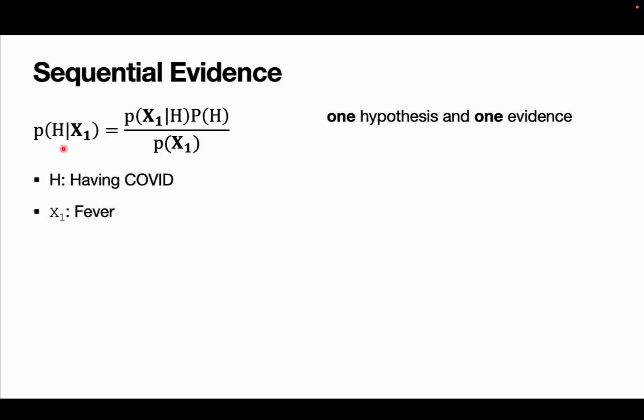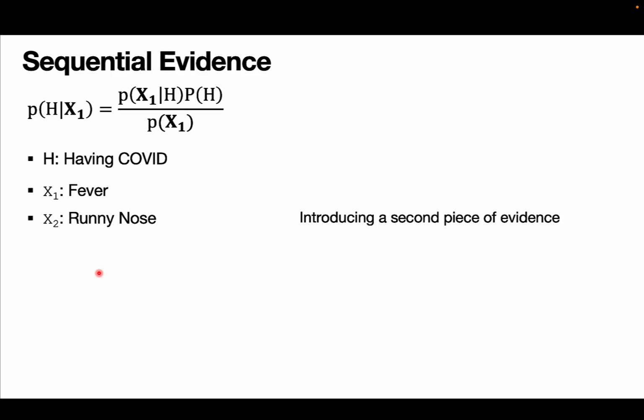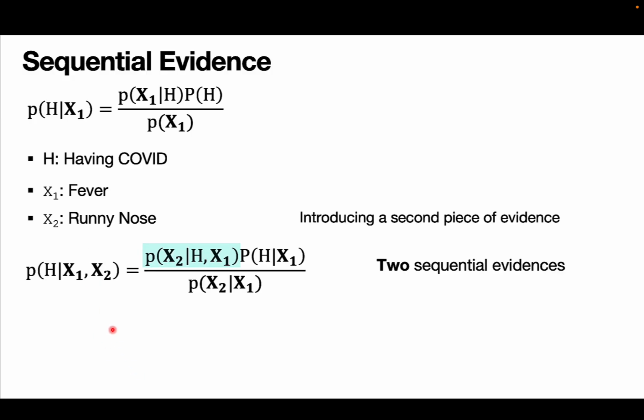Suppose we have Bayes' theorem with one hypothesis and one evidence, where the hypothesis states having COVID and the evidence is having fever. Now we introduce a second piece of evidence, or a second symptom, runny nose, and update Bayes' theorem accordingly. As you can see, the posterior probability is written as P of h given x1, x2, and the likelihood now is probability of x2 given h and x1. Here's a question for you. Why is computing this highlighted expression a hard task?